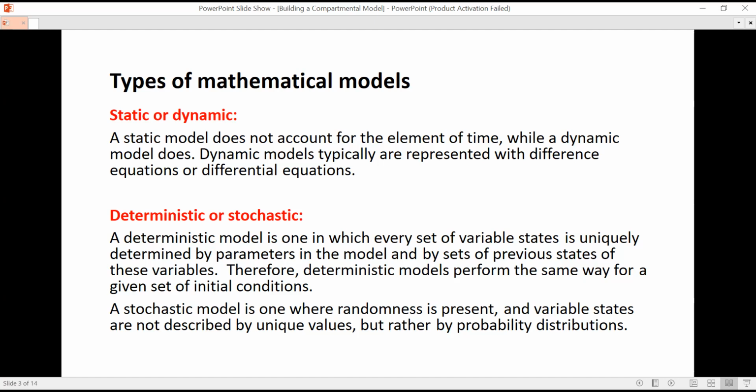So dynamic models typically are represented with difference equations or differential equations. So we have difference equations and we have differential equations. We'll see what those are. Deterministic or stochastic. A deterministic model is one in which every set of variable states is uniquely determined by parameters in the model and by sets of previous states of these variables. So variable states are actually the compartments in this case. Some people call them the state variables S, I, or R. Some people call them the compartments.